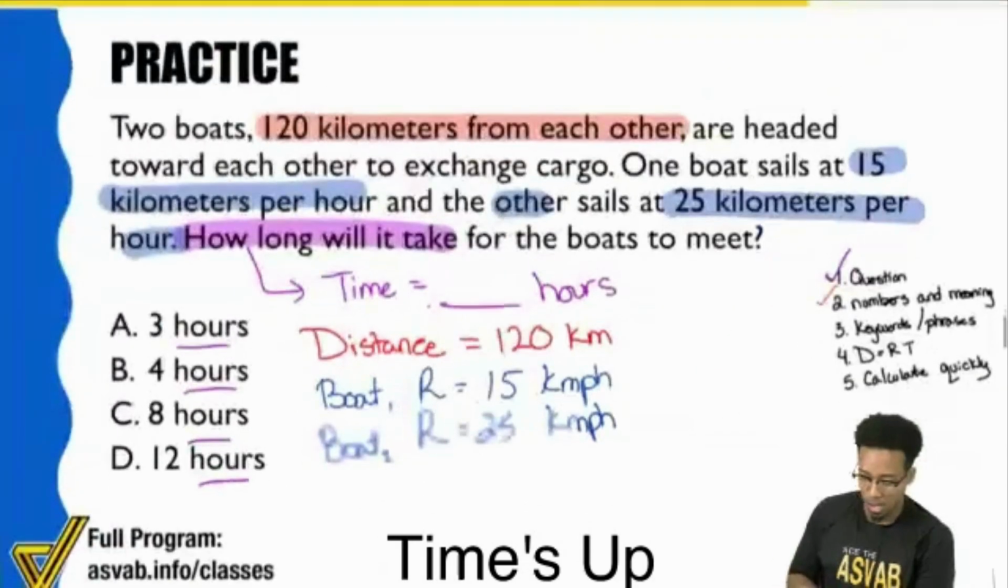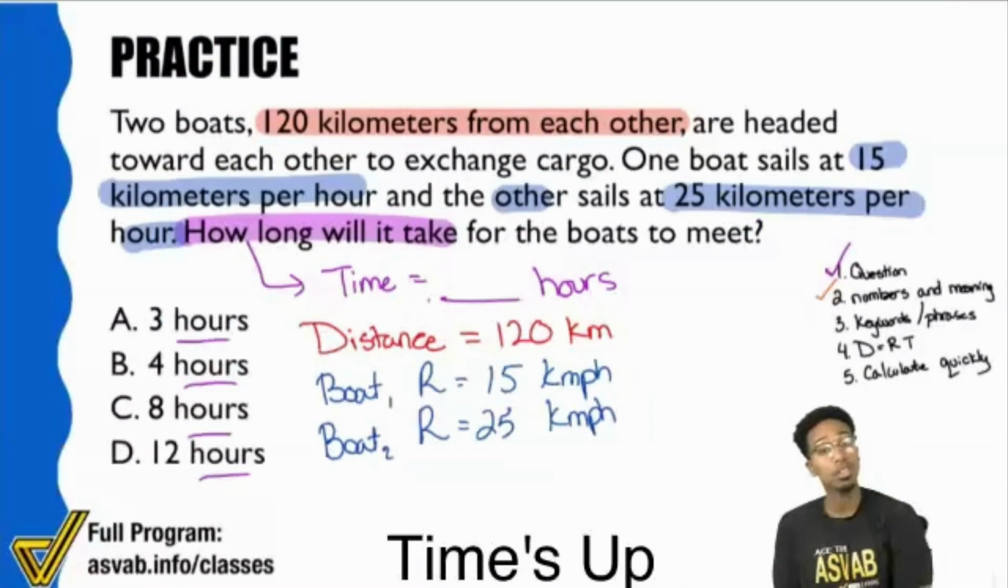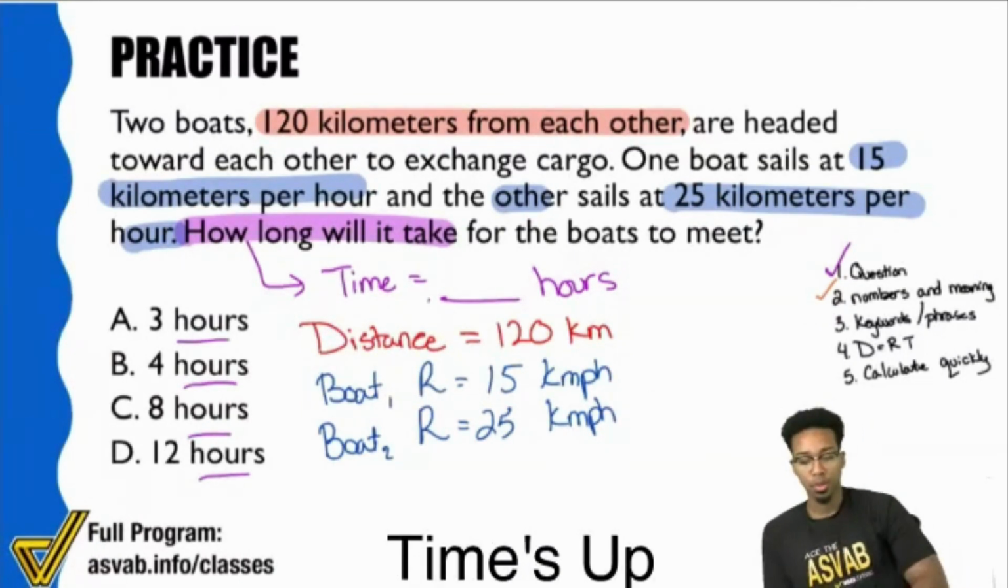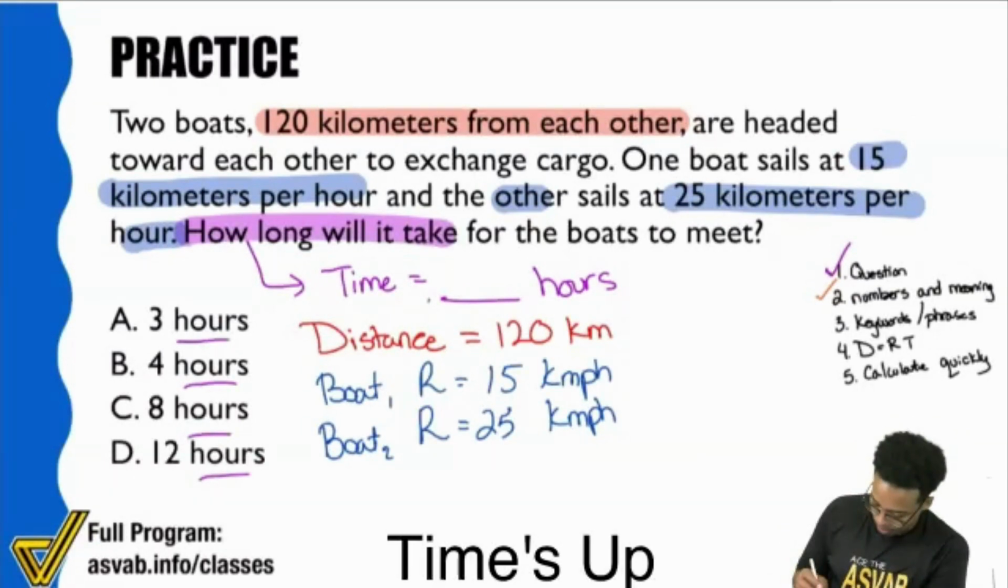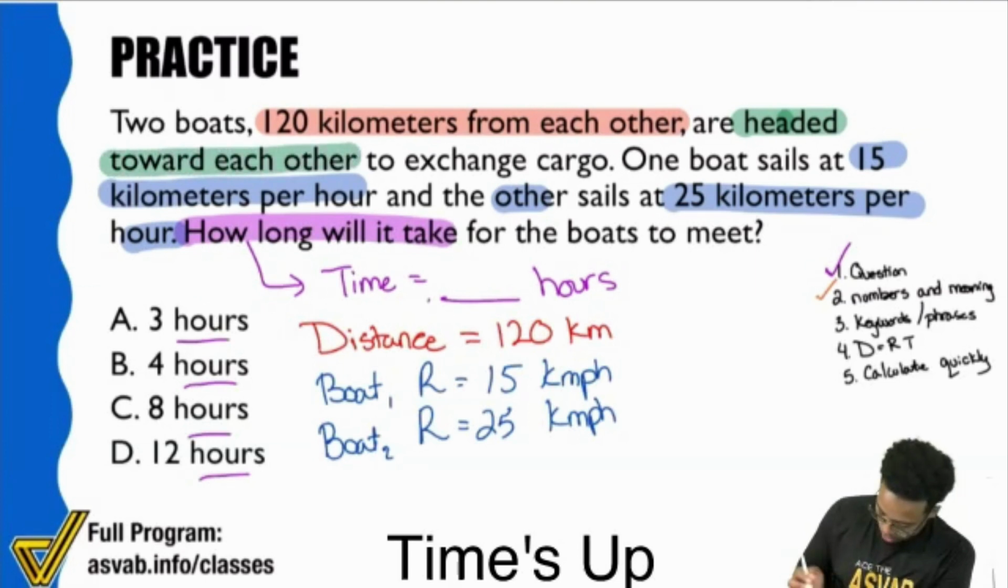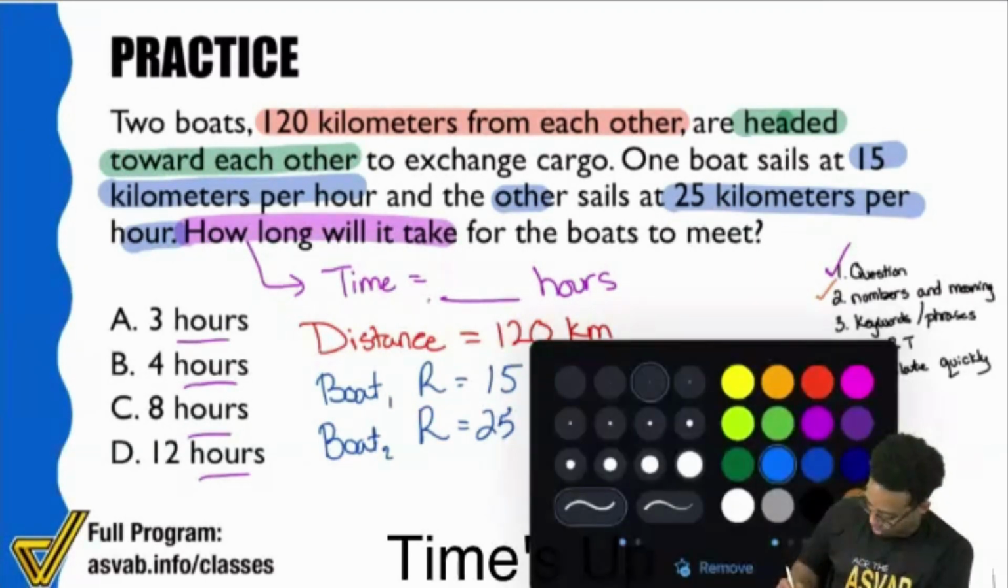Everybody, what are some keywords and phrases that are important in this problem? Where do you see opposite directions? Toward each other. There you go. They're going toward each other right there. Yep. So right here, headed toward each other. So what does that mean, everybody? Let's go ahead and draw the boats.